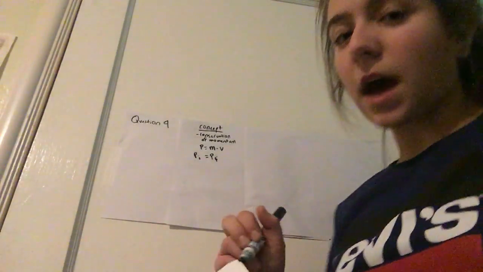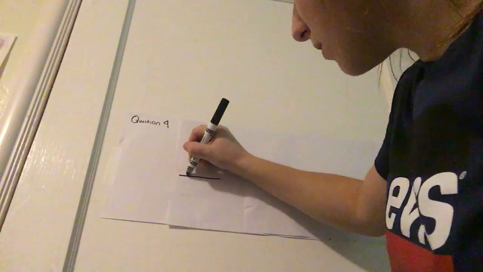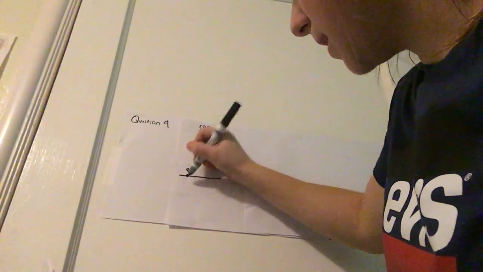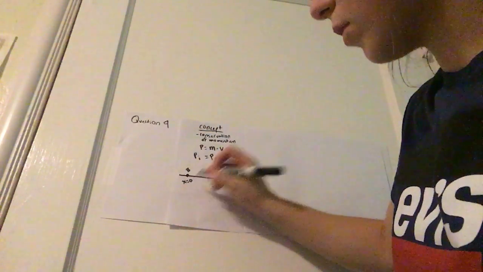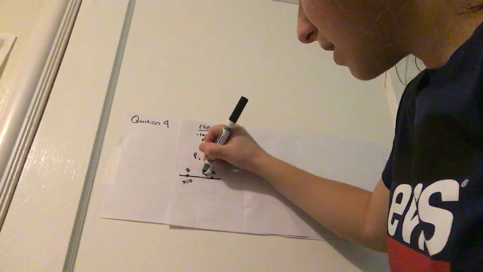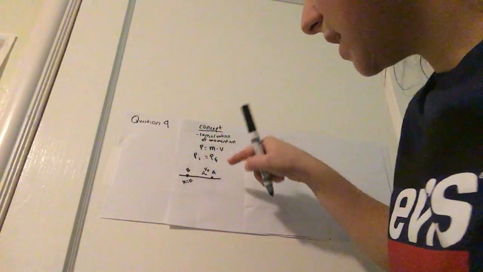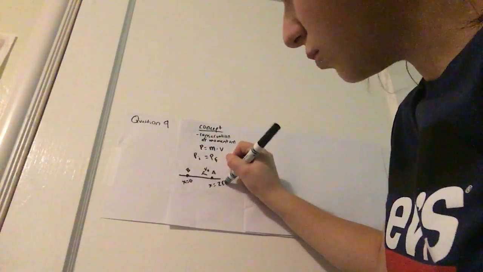Okay, so first I'm going to draw a picture of what's happening in this problem. So this is particle B, and it is not moving, and it is located at x equals 0. And then this is particle A, and it is moving at a velocity towards particle B, and it is at a distance 2d away from it.